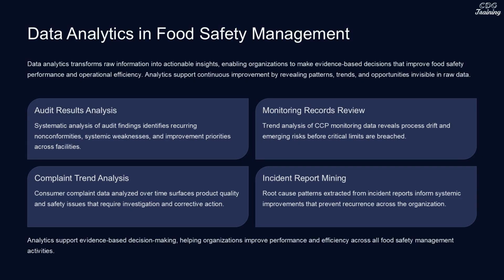Monitoring records review: analysis of HACCP monitoring data reveals process drift and emerging risks before they affect food safety. Complaint trend analysis: complaint data analyzed over time surfaces product quality and safety trends, enabling proactive responses. Incident report mining: root cause patterns extracted from incident reports inform corrective actions and improvement processes across the organization.